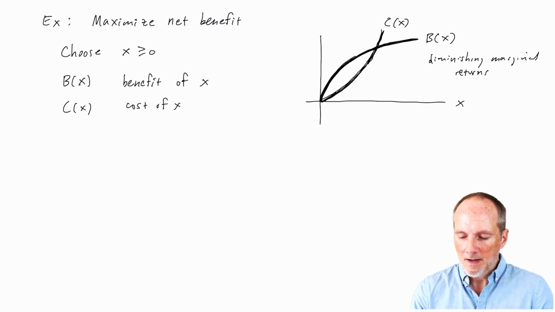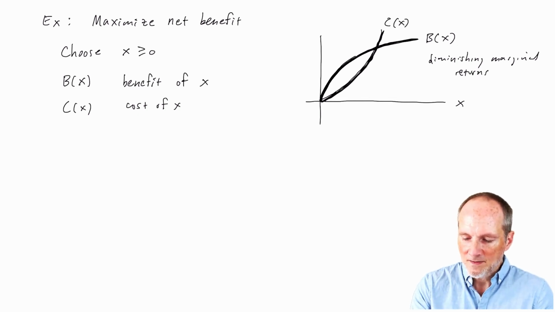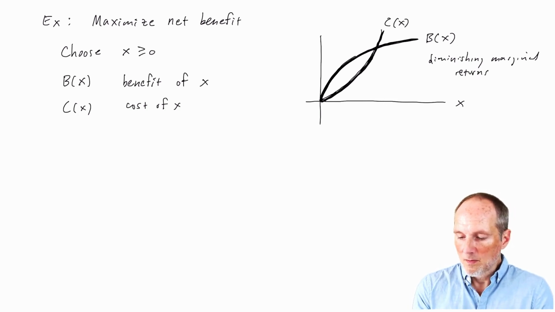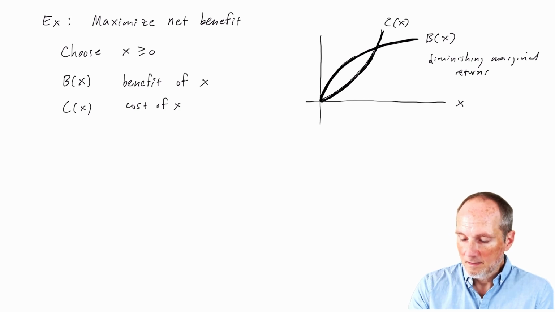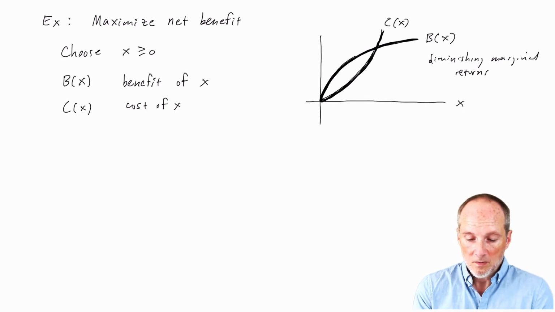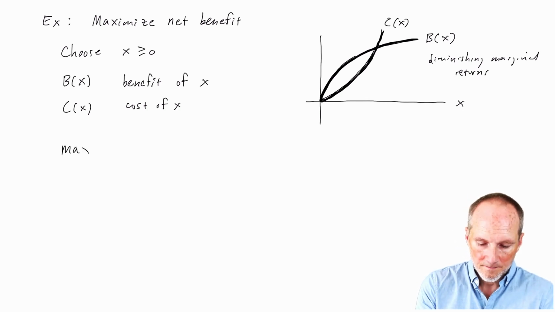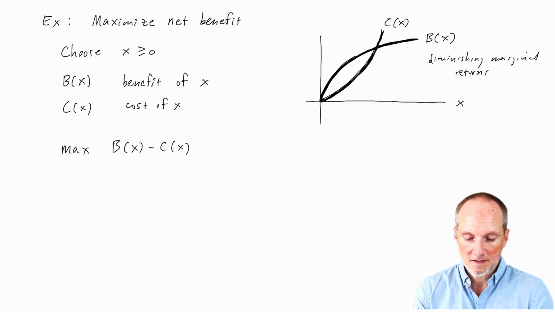It might be harder to find asphalt, and the price is going up. Or it doesn't have to have this curvature. It could be a straight line, but this is getting at this idea of increasing marginal cost. Okay. All right, so we want to maximize the net benefit. So that's benefit net of costs.